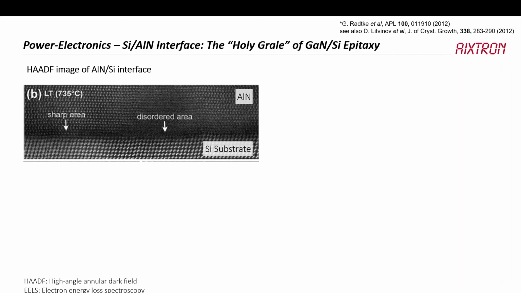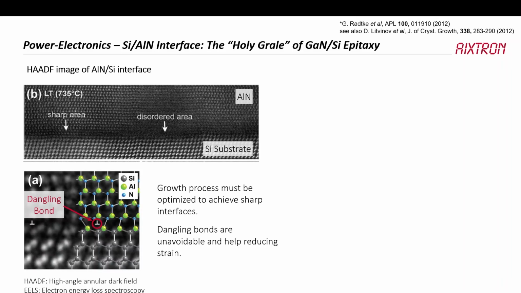This is an example of the interface between aluminum nitride and silicon. So usually you can have sharp areas and disordered areas in there, and then it bonds obviously because silicon is group 4 and aluminum nitride is 3,5 semiconductors.